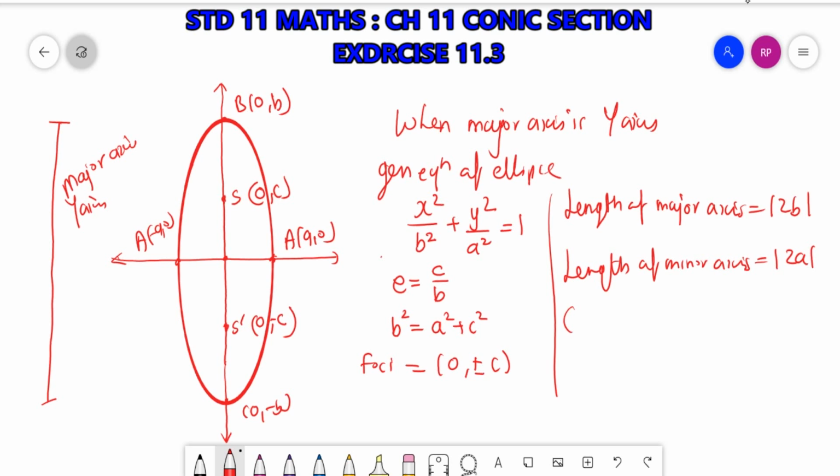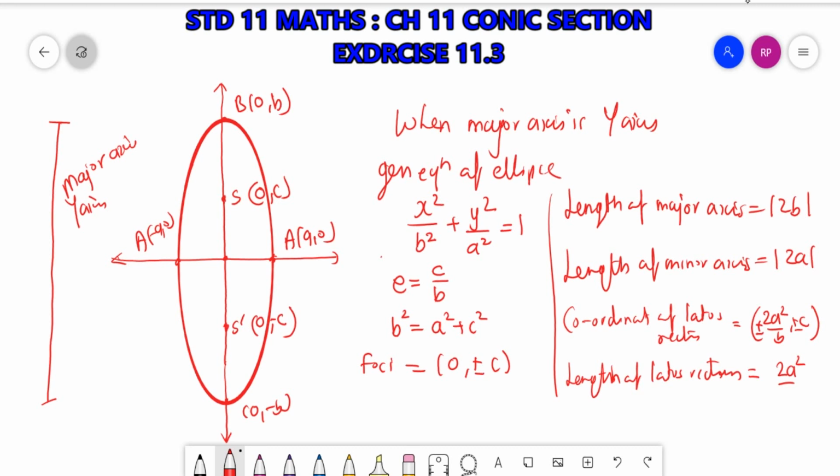Clear? Let us write down the coordinates of the latus rectum. That will be plus minus 2a square by b, plus minus c, and the length of the latus rectum will be equal to 2a square by b. This is the latus rectum. Clear? So this is the situation when the y-axis is the major axis. So note down the general equation, eccentricity, foci, major axis, minor axis, and latus rectum when the major axis is the y-axis.